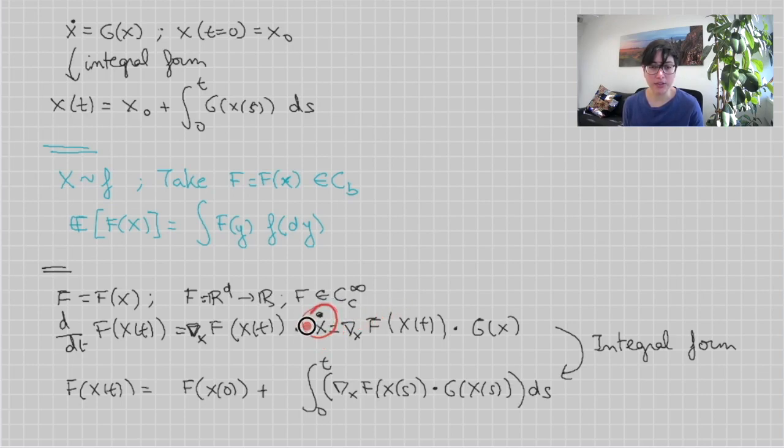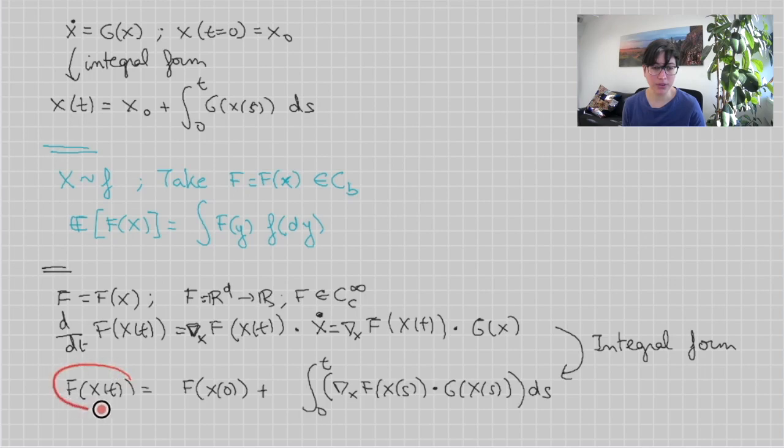And then I know what x dot is. X dot is precisely the function g here. And now I'm going to compute the integral form. I simply integrate over time, and what I obtain is that f of x_t is equal to f of x_0 plus the integral between 0 and t of this term here, now integrating with respect to the variable s. And this is what I'm going to work on.